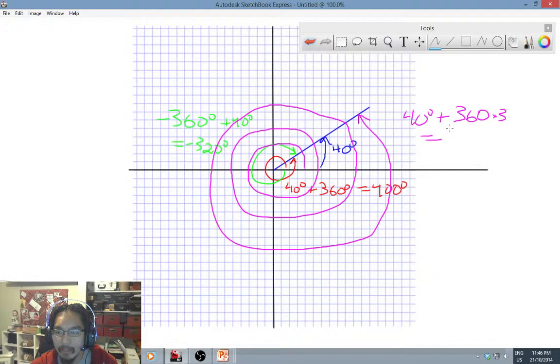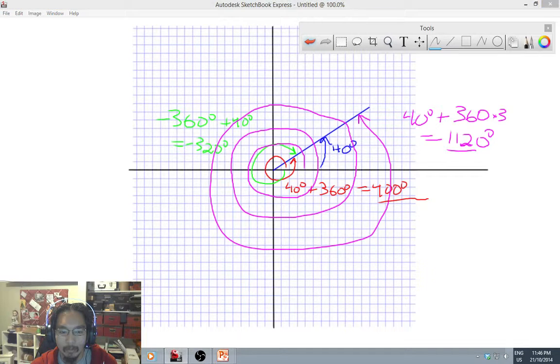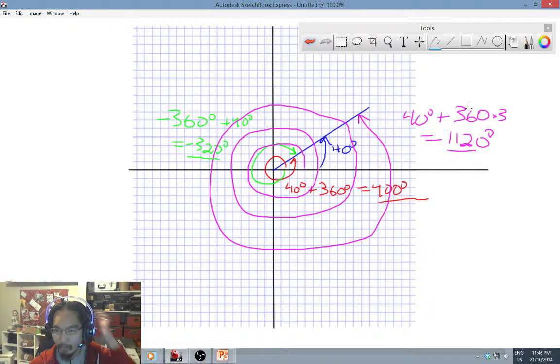360 times 3 is 1,080. There you go. And all 3 of these are coterminal angles. One is negative, one just went around once, and one went around 3 times. But they're all coterminal angles.